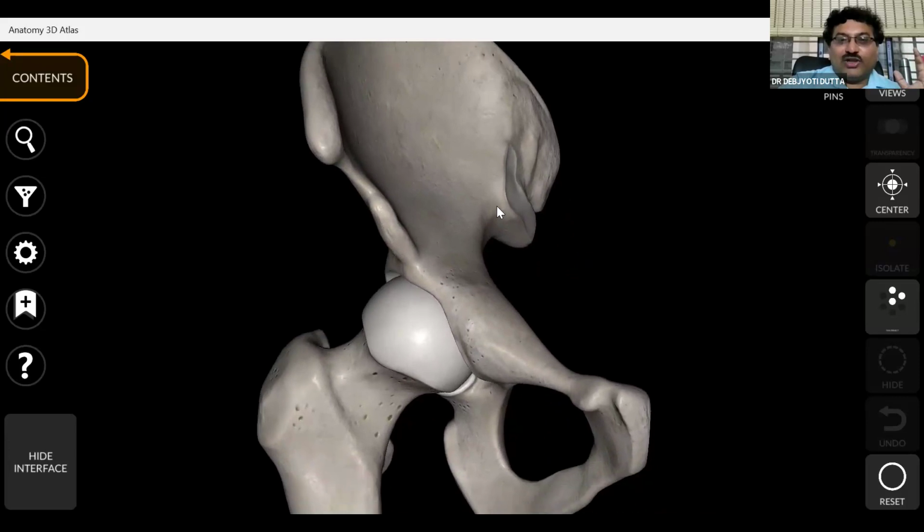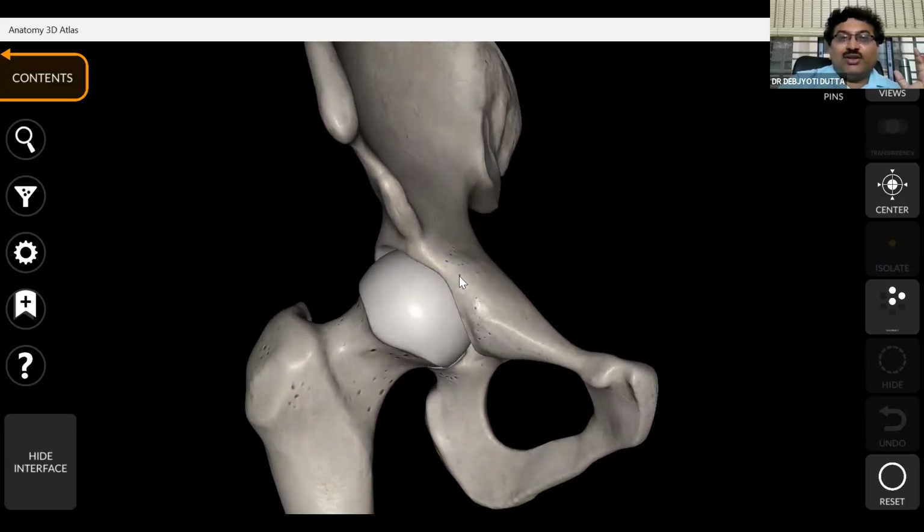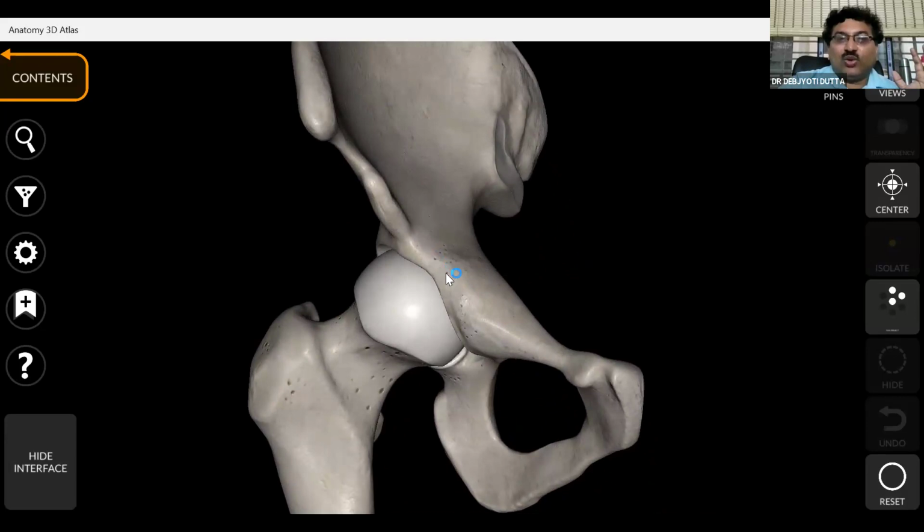Okay, now moving to the next. We all know there is a rough area in between, because the iliac bone continues up to this, then the pubis bone attaches with this. So this rough area close to the acetabulum, where the ilium and pubis are meeting, the superior pubic ramus. This area is known as... can anyone tell again? Ilium and pubis are joining.